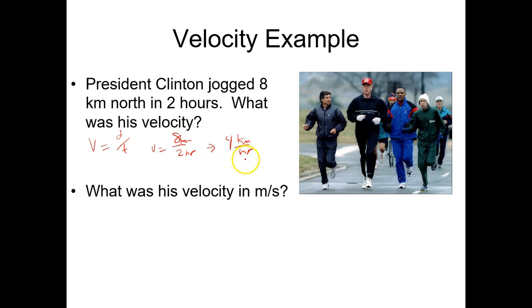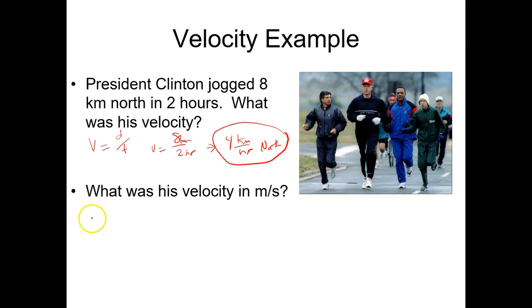And what do I have to do? I have to get our direction. What was it? North. Okay, so President Clinton jogged 4 kilometers per hour north. Now, I'm used to the English system or imperial system. I don't really know what 4 kilometers per hour means. Let's convert that to meters per second to get a better understanding of what kilometers per hour means.